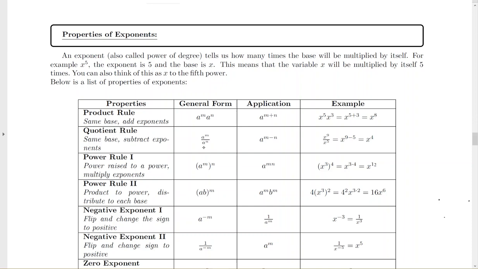For the quotient rule, it's going to be subtraction of the powers. So a to the m divided by a to the n is a to the m minus n. Subtract the powers.